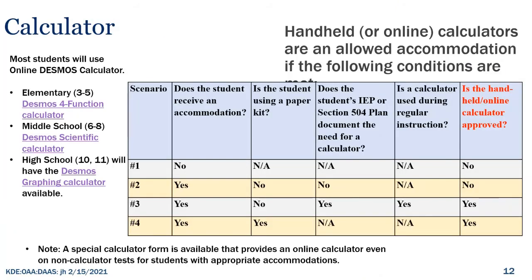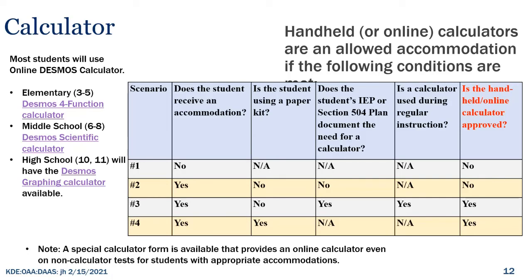Now, calculators have a small change this year, but it's not a big one. So calculators for online testing will be a resource provided to all students where they are necessary. The Desmos calculators provided online will be available to elementary students as a 4-function calculator. Middle school students will have the scientific calculators, and high school students will have access to graphing calculators.